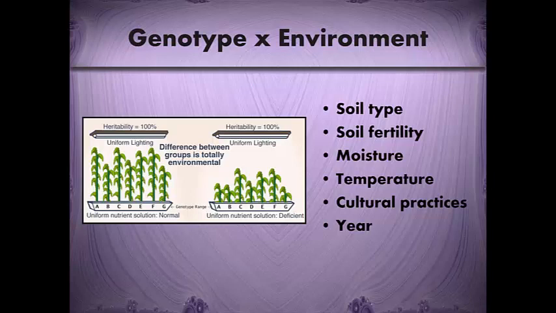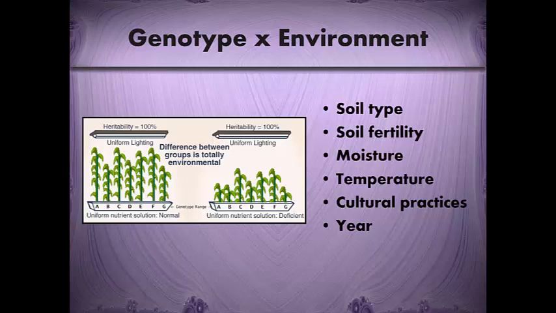Basically, the whole genotype by environment interaction, which again is phenotype, is the whole nature versus nurture argument. Nature in this case would be your genotype, what the plant already is genetically coded to look like, and nurture would be phenotype, how the interaction with the surrounding environmental factors affects the appearance of that plant.